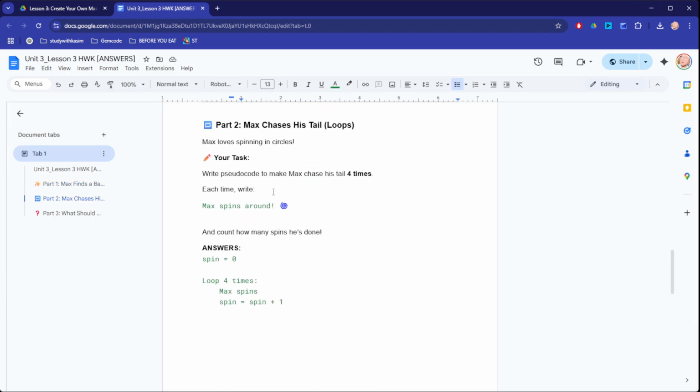So the next part of this code is going to be super simple. You can see that we've got code here already. So let's set spins to be 0, like so. Spins equals, I can get rid of the capital letter. There we go. Spins equals 0. And we're going to make Max chase his tail 4 times. And each time we want to write Max spins around or something to this effect. It doesn't have to be exactly this, but something to this effect.